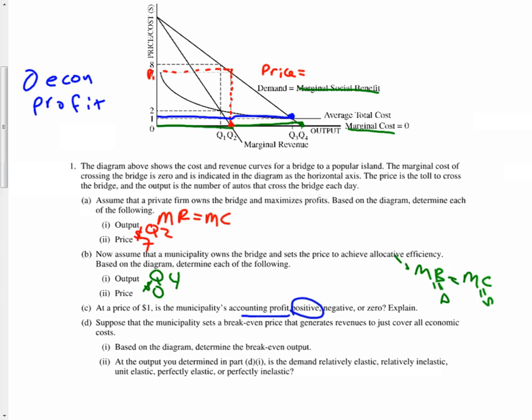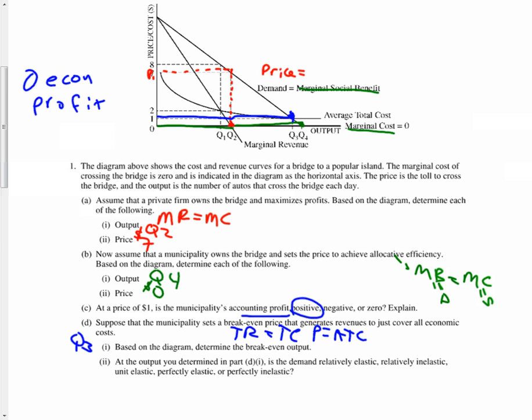So part D then, suppose that the municipality sets a break-even price that generates revenue to just cover all economic costs. They already defined that for us in part C without actually telling us that that was the break-even price. A break-even price is when total revenue equals total cost. Or on the graph's sake, what we're looking at is P is equal to ATC, which is that blue point on the graph. So based on the diagram, determine the break-even output. That would simply be Q3.